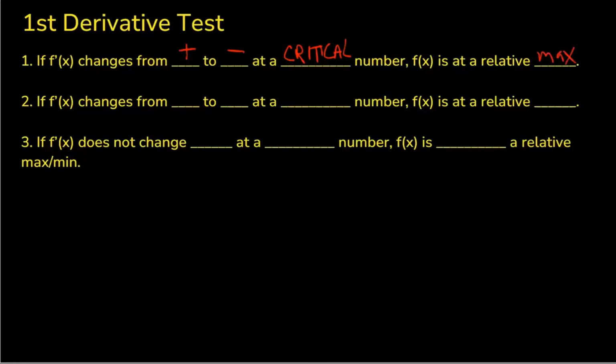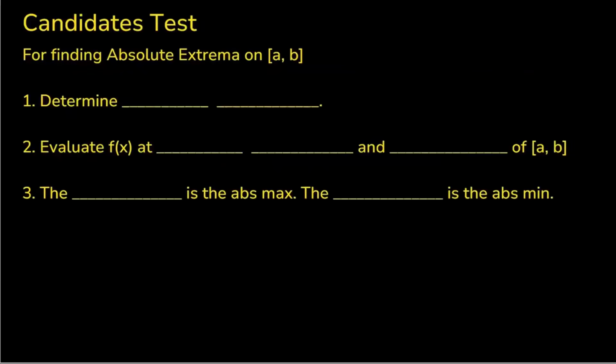If the derivative changes from negative to positive at a critical number, then f is said to be at a relative min. However, if f does not change sign at a critical number, then f is neither a relative max or min. Candidates test, and this is a test for finding absolute extrema on a closed interval.